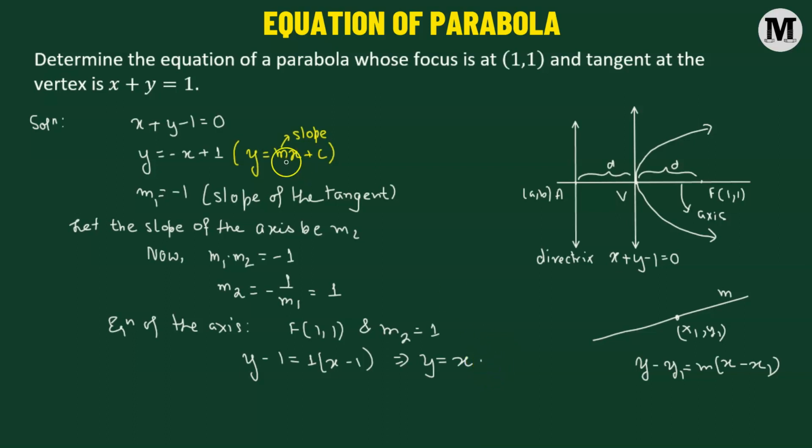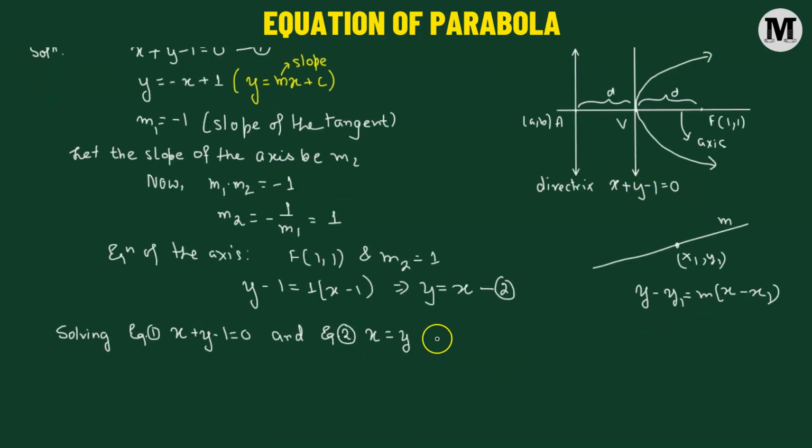Let's name this as equation number 1, and this as equation number 2. Solving equations 1 and 2, we can find the coordinates of the vertex. So we will get x = 1/2 and y = 1/2.